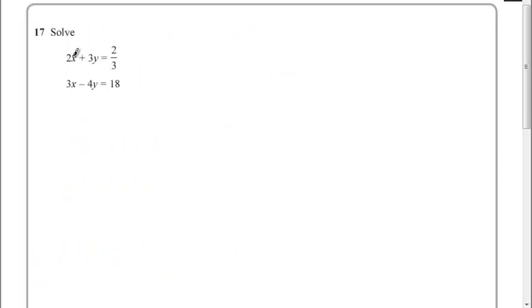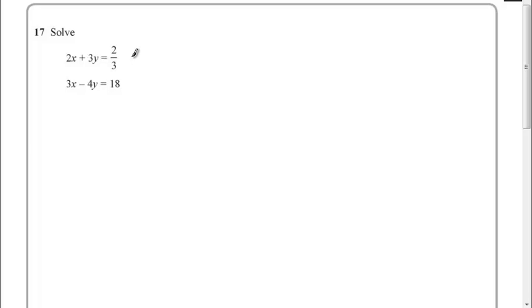Now we've got these two simultaneous equations. Now they're both linear equations. If it was just this equation on its own, there'd be many values of x and many values of y which would satisfy this equation. But we've got two equations, and if we drew this on a graph, there'd be two lines and they cross at a point.